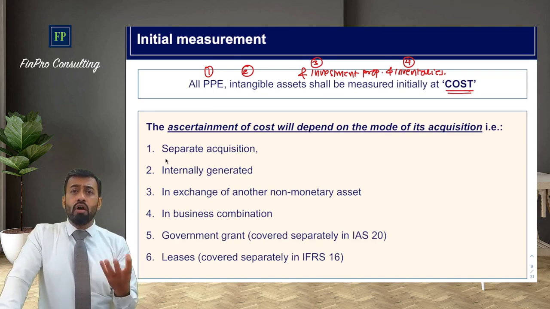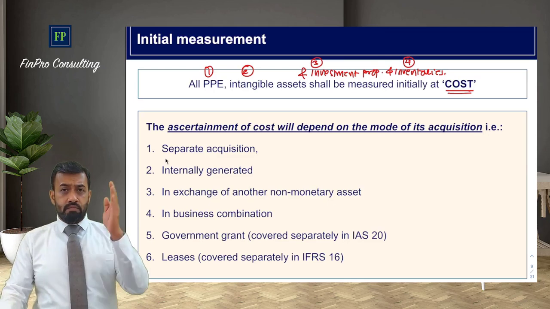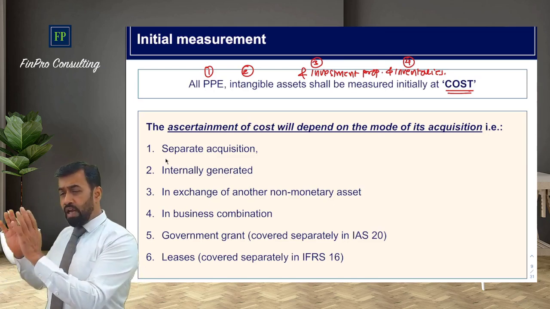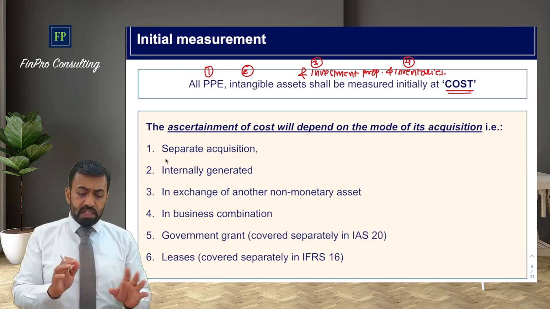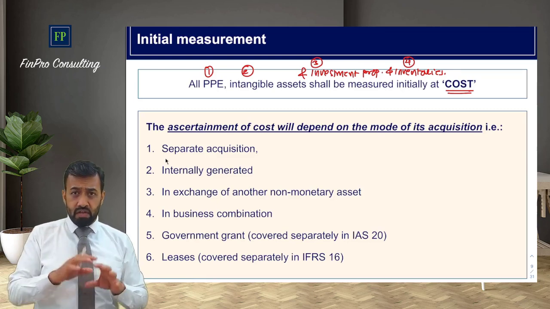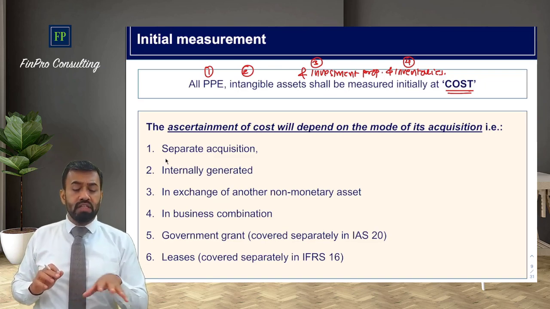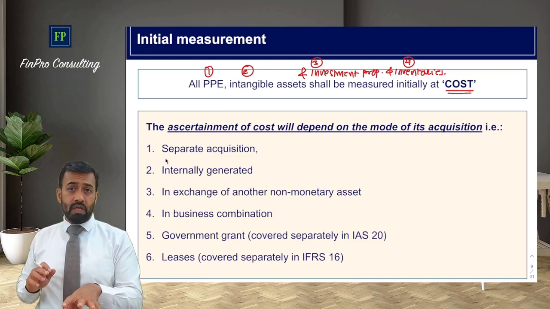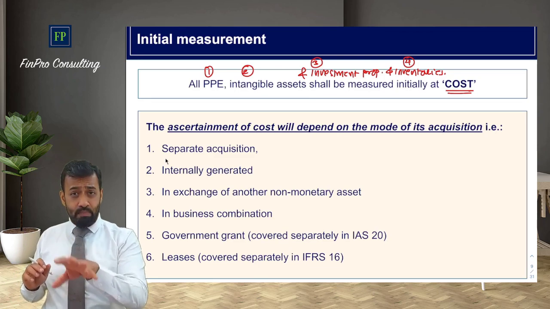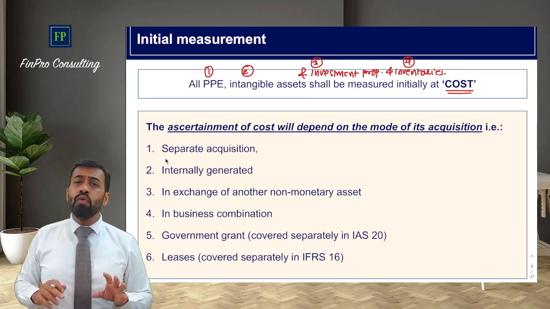So what is cost? How do you determine cost for these four assets: PPE, intangible assets, investment property and inventory? We are not specifically dealing with investment property and inventories in this discussion. However, the principles are the same and will be applicable to these assets as well. So even though we are not taking inventory separately as part of the revision, still a few principles we are going to cover.